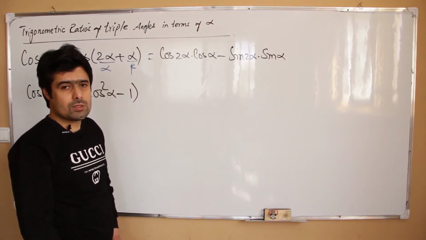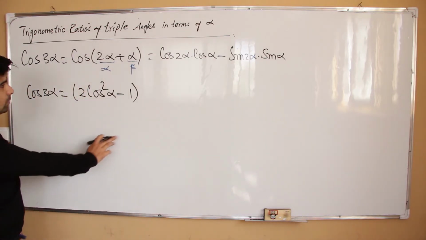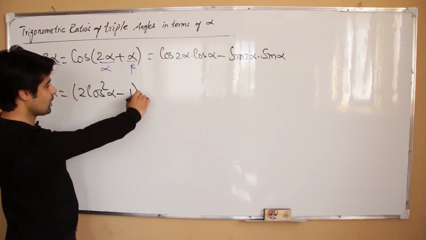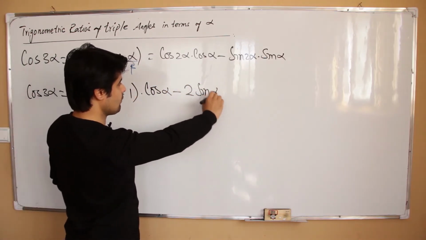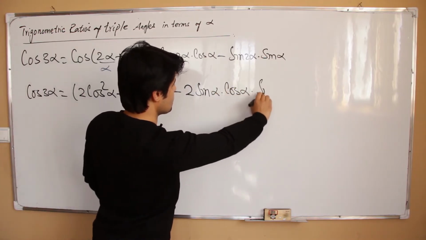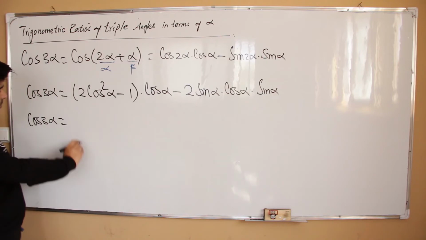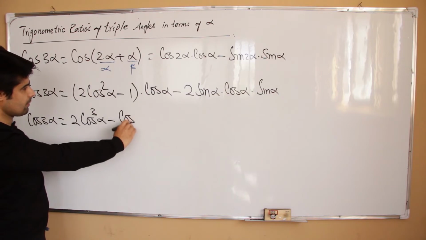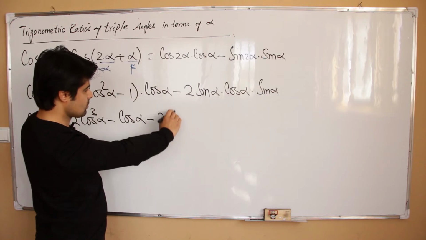For the sine, it was sine. So here for cosine of 3 alpha we have to use cosine of 2 alpha in terms of cosine, times cosine of alpha, minus, what's the formula for this one? 2 sine of alpha times cosine of alpha times sine of alpha. Right? Yes. Cosine of 3 alpha is this 2 cosine square times this one, it is 2 cosine cube of alpha minus cosine of alpha minus 2 cosine alpha, put this one.